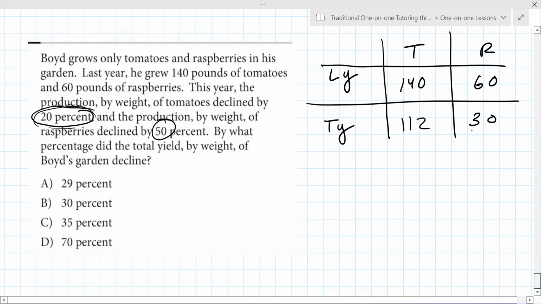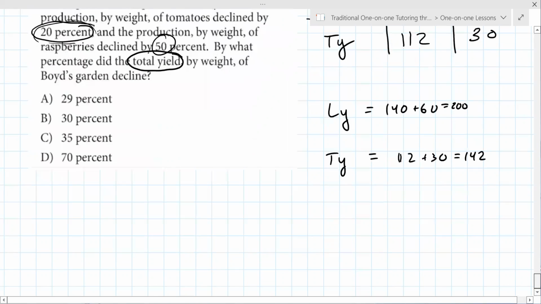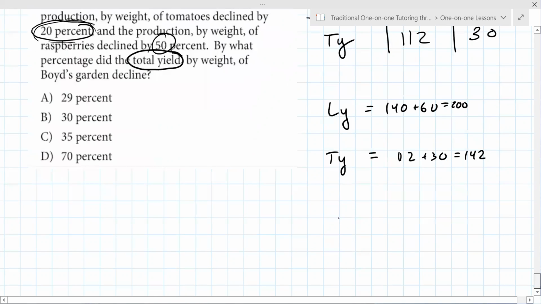It says by what percentage did the total yield... and what does the phrase total yield mean to you? Like all of it together. Yes. So last year, the total yield was 140 plus 60, or 200. This year, the total yield is 112 plus 30, or 142. So here's what you're trying to solve now: K times 200 equals 142.